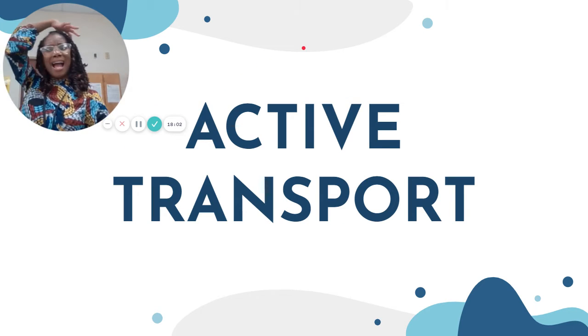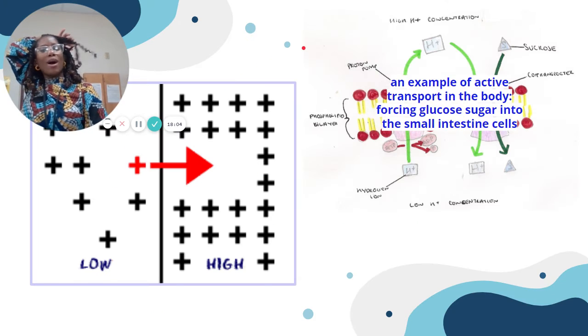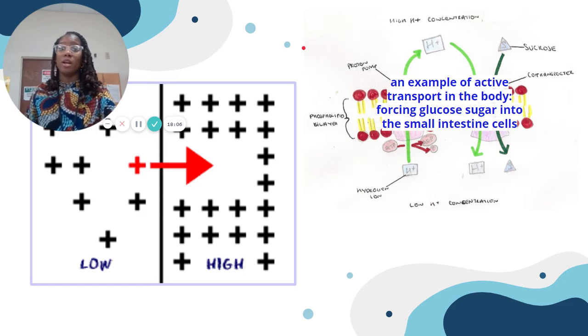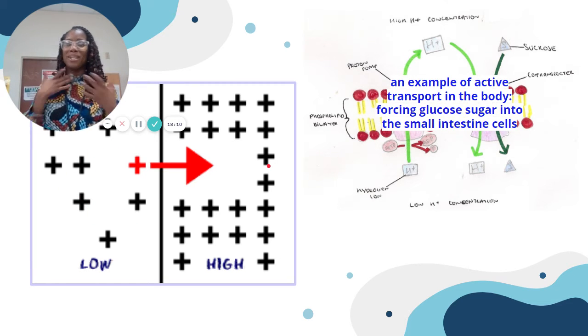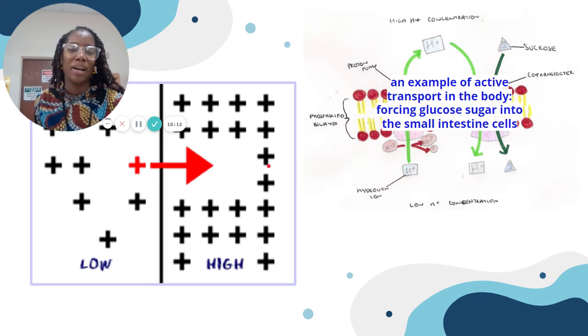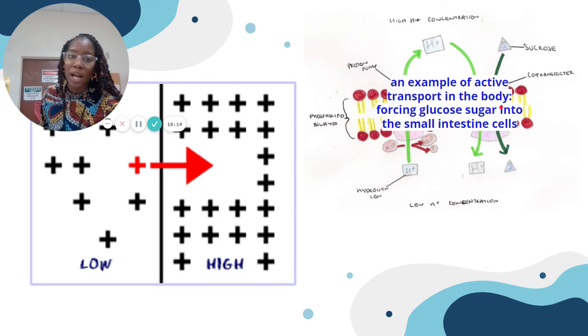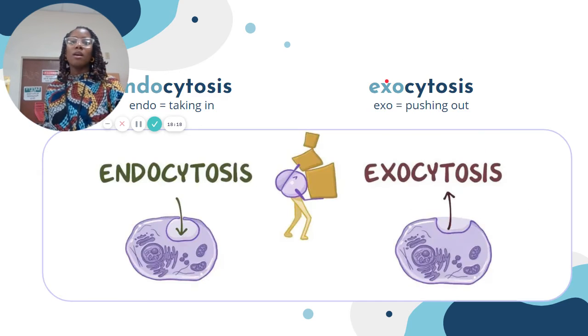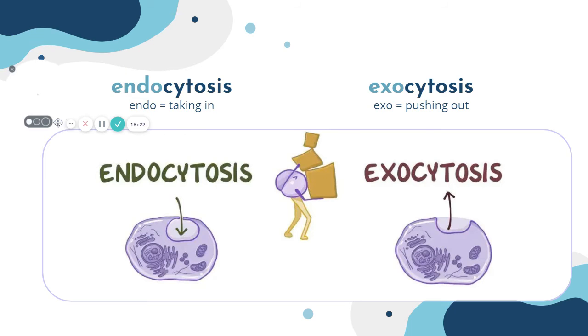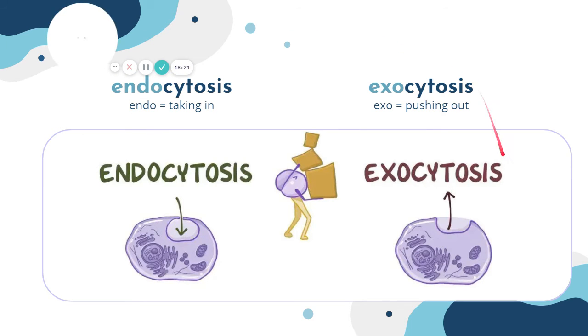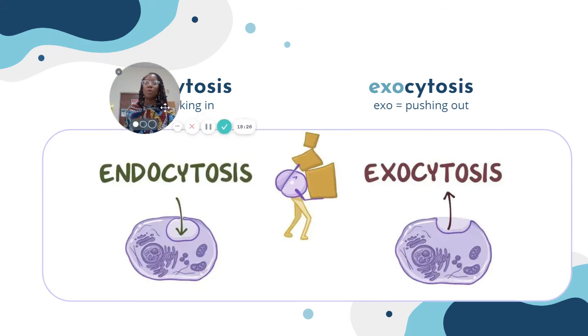So let's look at what is active transport. Well, again, active transport is going from an area of low concentration and trying to force into high. I know I keep saying the same thing, but yeah. So an example of active transport in your body is forcing glucose, sugar, into the small intestine cells. You also need to know that active transport has two kinds of forms. There's many more than this, but this is really what you need to know.